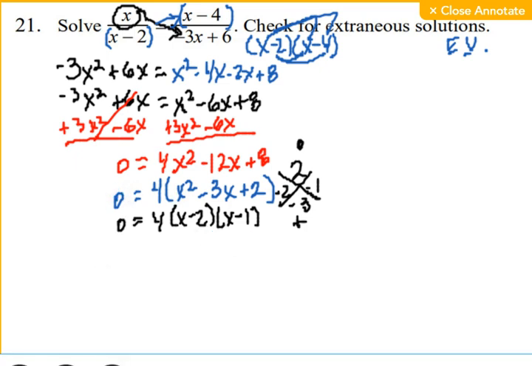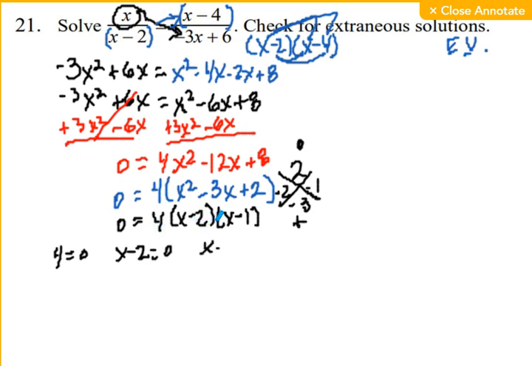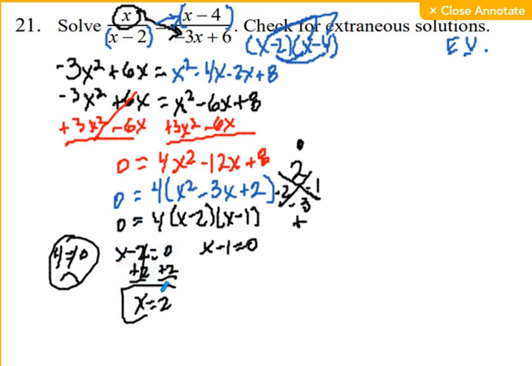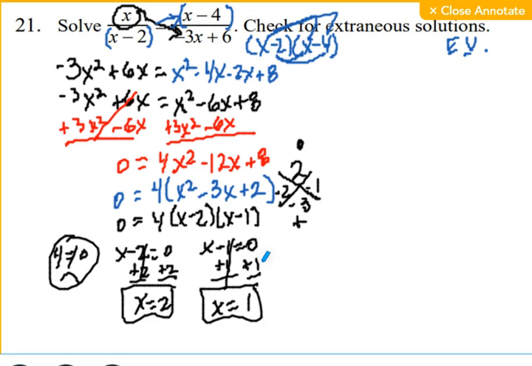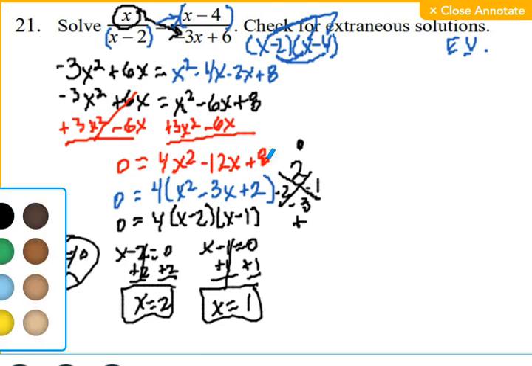Are we done? No, set each one equal to 0. So we got 4 equal to 0, x minus 2 equal to 0, x minus 1 equal to 0. This is not true. 4 is not equal to 0, so we eliminate that. So we solve, plus 2, x equals 2, plus 1, x equals 1. So according to what we're saying, those are our solutions, yes? However, let's check for excluded values first.